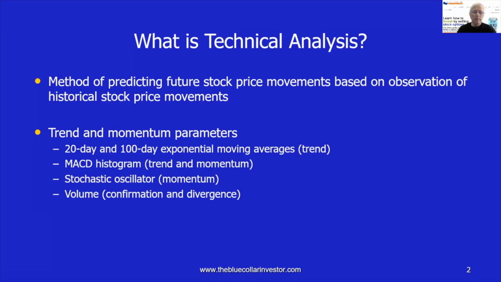We're also going to have a look at the MACD histogram, which is both a trend and a momentum identifying parameter. We're going to look at the stochastic oscillator, which is a momentum indicator. And finally, we're going to look at volume to confirm the other parameters, as well as looking for a volume divergence to see whether or not the current trend is supported or not supported by the amount of volume that's involved with that particular security.